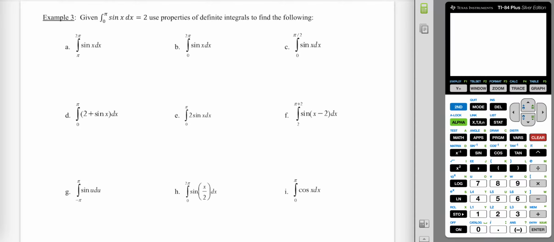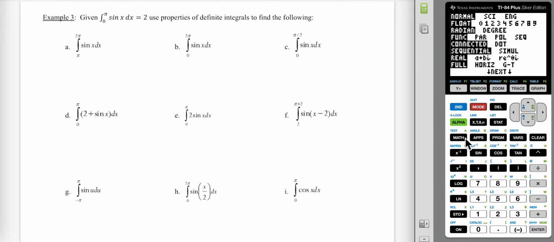We're still working with properties of integrals, but this time we're looking at trig functions. Now, these you could actually do in a calculator, and I'll just bang one out real quick for you. So just make sure you're in the right mode.